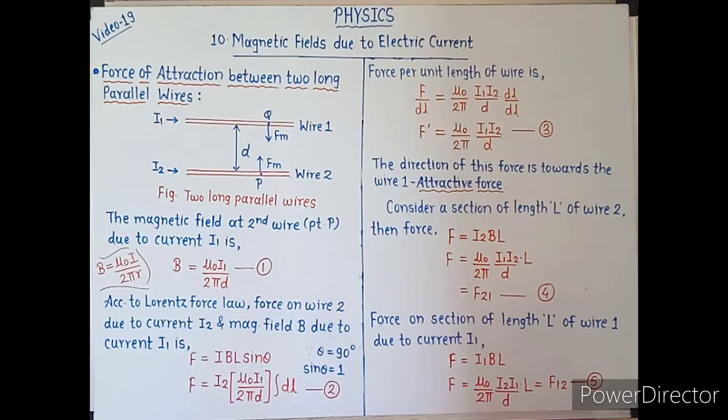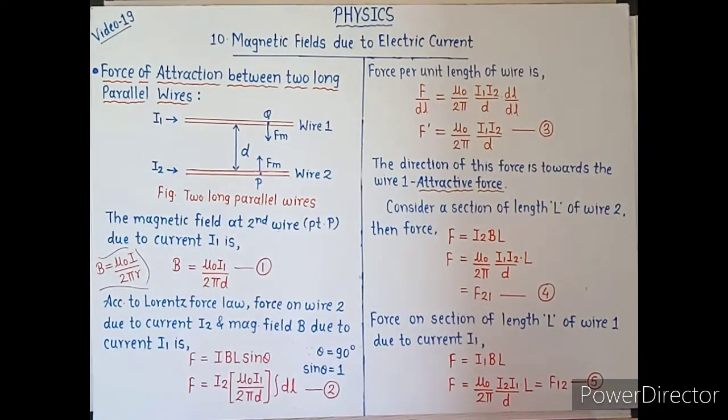We are studying lesson number 10, magnetic fields due to electric current. In the last session, we studied the application of the Biot-Savart law. That is, the magnetic field produced by an infinitely long straight wire is given by the formula B is equal to mu 0 I upon 2 pi r.